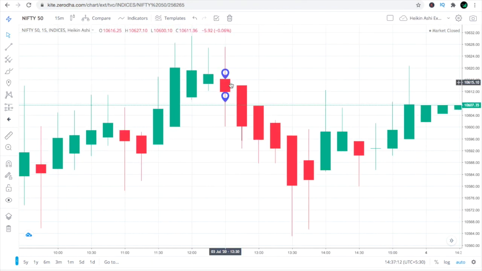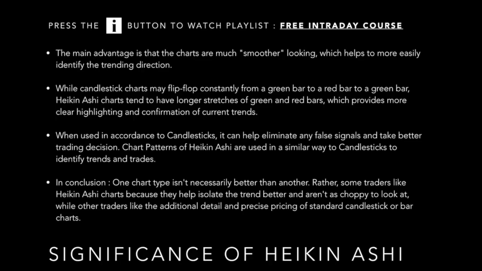So now, why is Heikin-Ashi gaining so much popularity? The main advantage of Heikin-Ashi is that the charts are much smoother looking, which helps us to easily identify the trending direction. What we mean is that while candlestick charts may flip-flop constantly from green bar to red bar and to green bar, Heikin-Ashi charts tend to have longer stretches of green and red bars, which provides clear highlighting and confirmation of current trends. Chart patterns of Heikin-Ashi are used in a similar way to candlesticks to identify trends and trades.